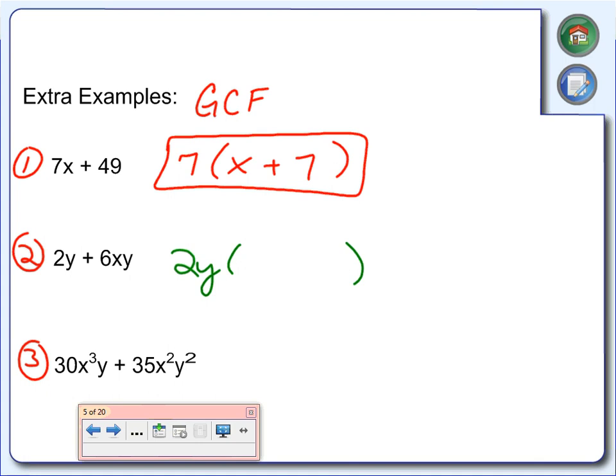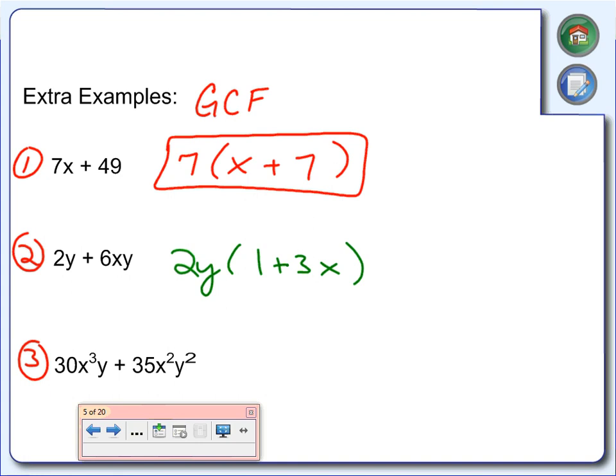Now we're going to have to figure out what goes inside the parentheses. Be careful on this one. 2y times what will give you a 2y? 1. You've got to have 1. 2 times 1 is 2. Not a 0, because if I put a 0, then I'd end up with none. I'd end up with 0. Do it one more time. 2y times what will give you a 6xy? 3. But you're also going to need an x.